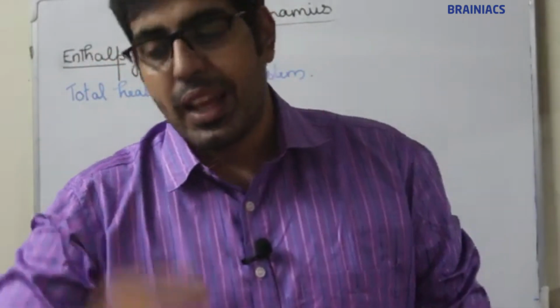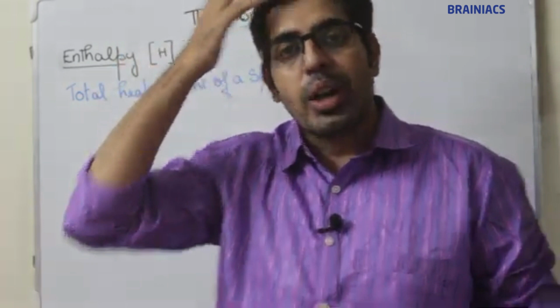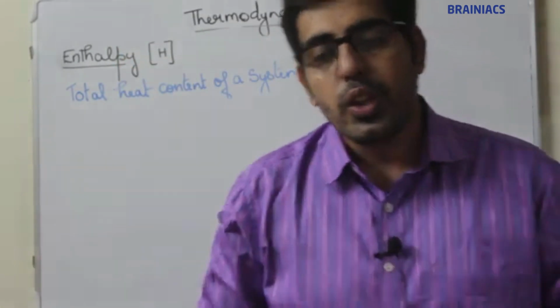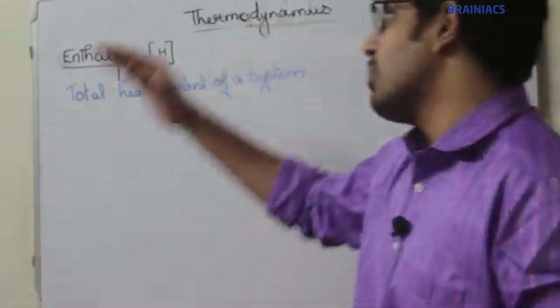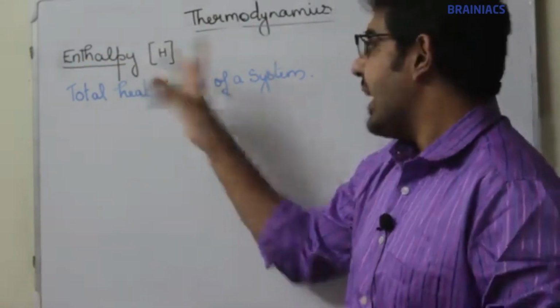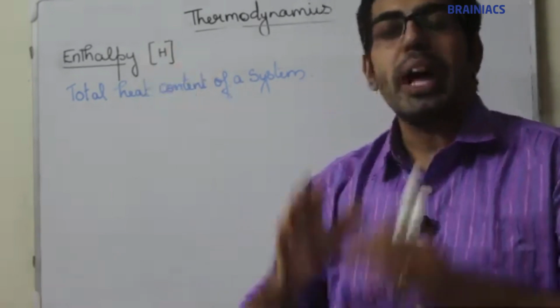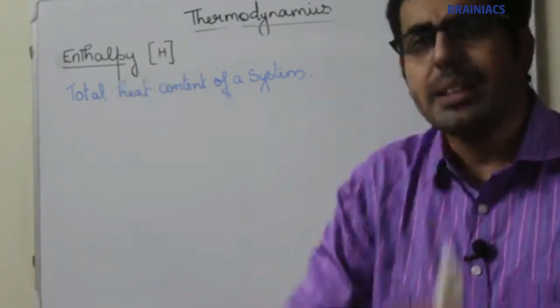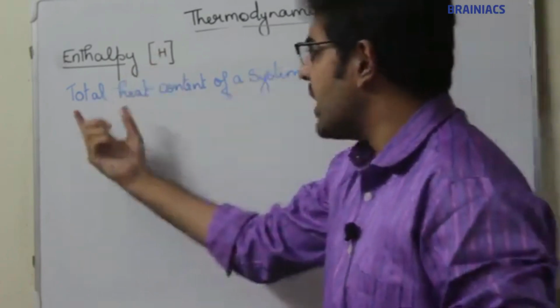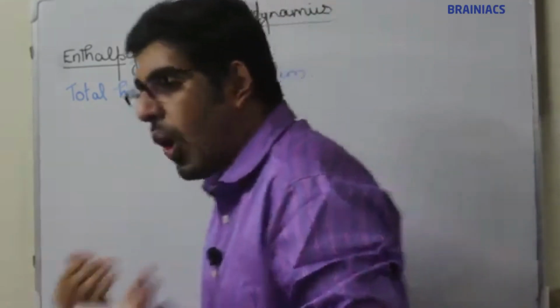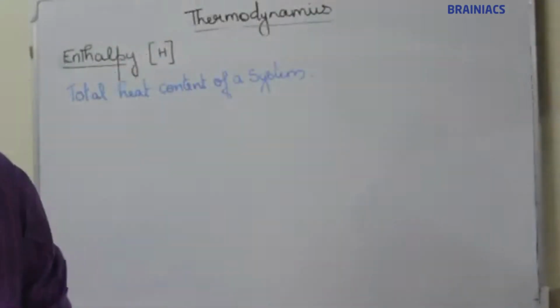Hi dear students, last class we discussed internal energy, work, etc. Today we are going to discuss another thermodynamic property, that is enthalpy, represented by capital H. Now what is enthalpy? Enthalpy is defined as the total heat content of a system.